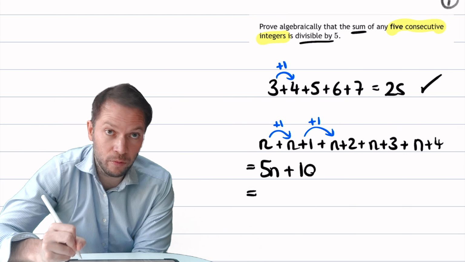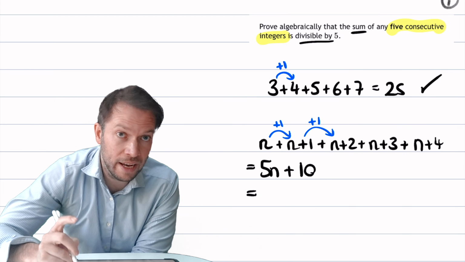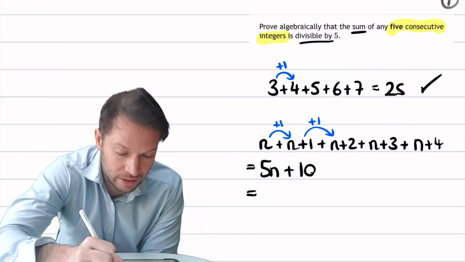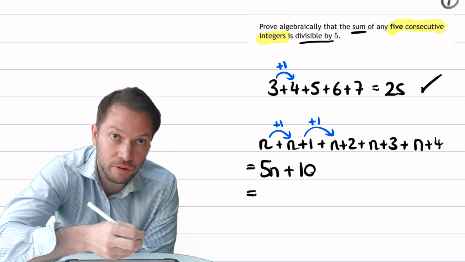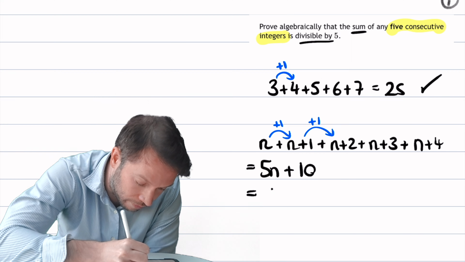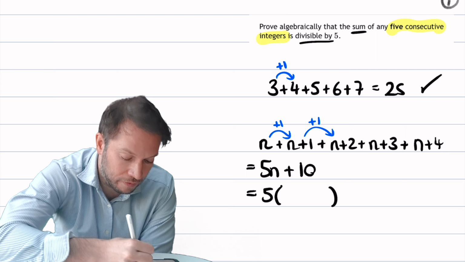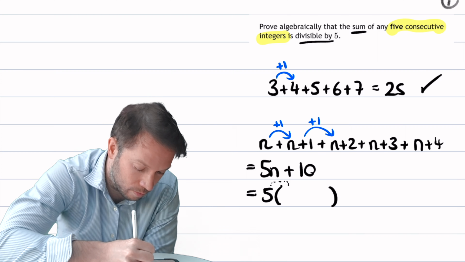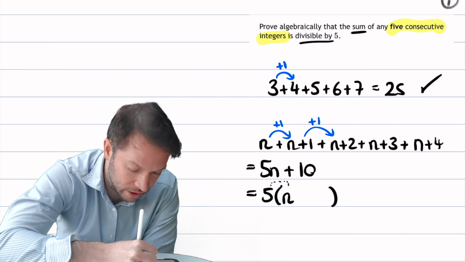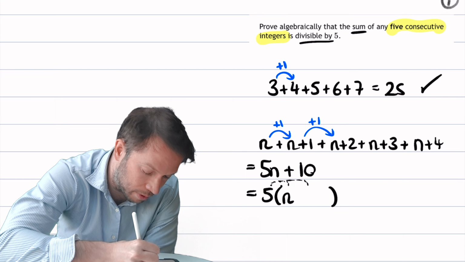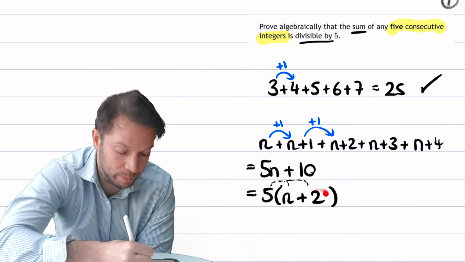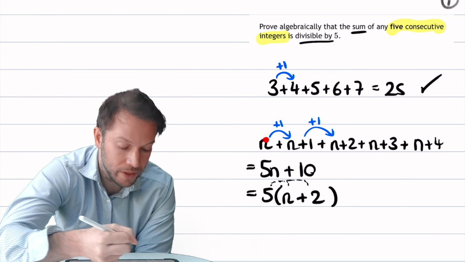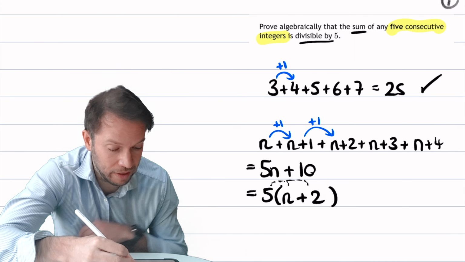Now, in a previous video, we showed how you can show that an algebraic expression is divisible by 5, a multiple of 5. And what you do is you just factorize out the 5. So we do 5 and then brackets. Now 5 times what is 5n? Well, it's n. And 5 times what is plus 10? Well, it's plus 2. And because we got 5 times a whole number, because we said n was some whole number, therefore it's guaranteed to be divisible by 5.